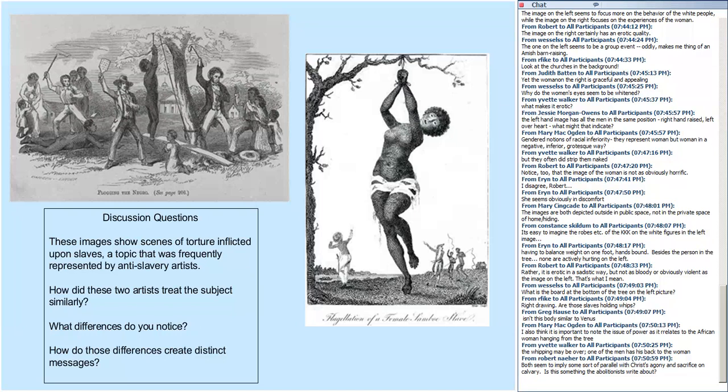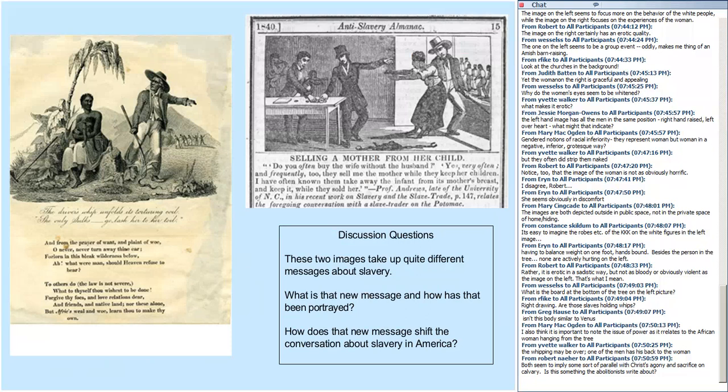Okay. And let's go ahead and move on to the next two images, images that take up an entirely different message and theme from the images related to torture. As you look at these two images, I'd like you to think about what the new message is and how the artist is portraying it. Okay. What new message do we see here? We're beginning to move into Harriet Beecher Stowe country here. Okay. Any comments? Here we go.